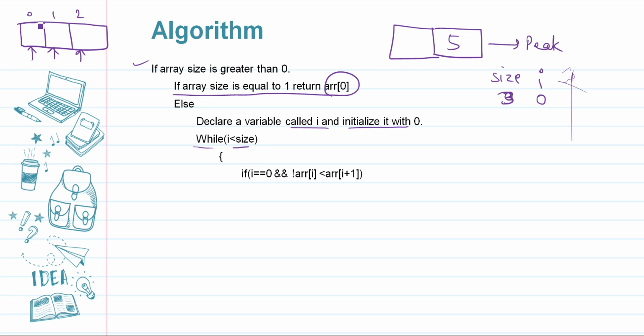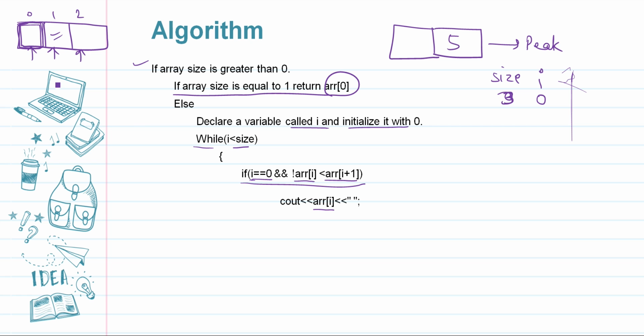We need to consider first the leftmost element. So this is the leftmost element. If i is equal to 0, which means this index, and arr[i] should not be less than arr[i+1]. So this leftmost element should not be less than its neighbor, right? So if this condition is satisfied, we need to print arr[i].